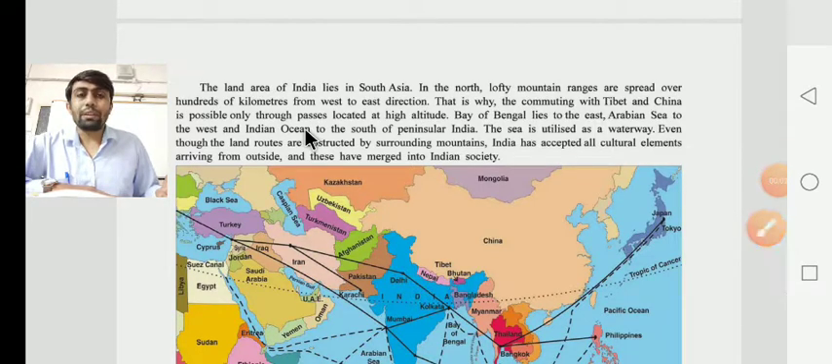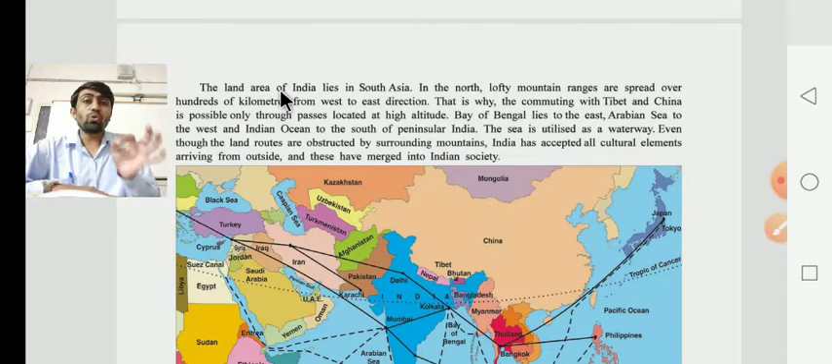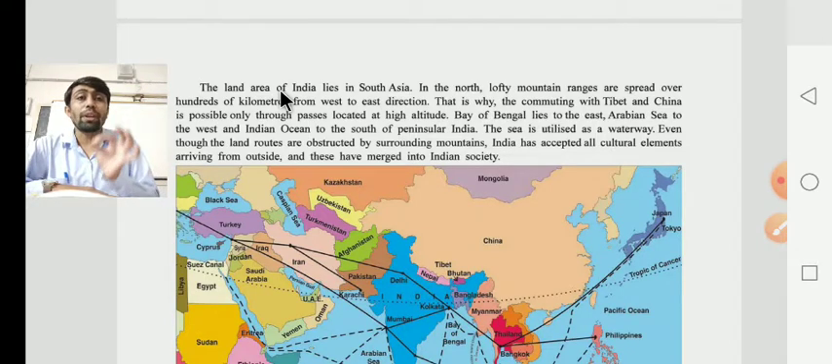Now, dear children, continue with chapter number 13. The land area of India lies in South Asia. Dear children, you know very well how much the area of India is. 32.8 lakh square kilometer is the area of India.